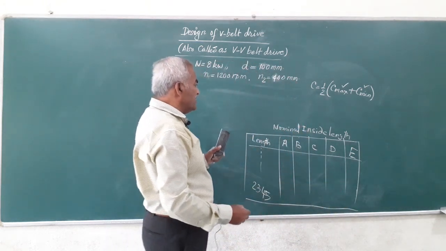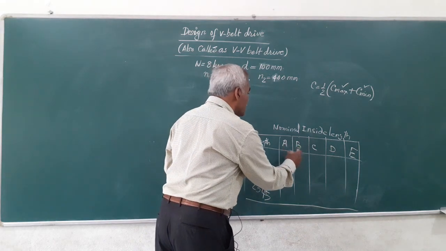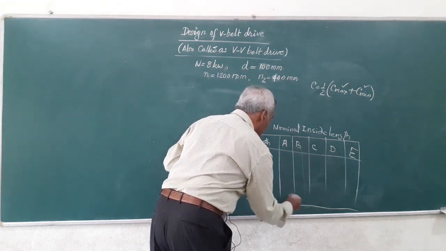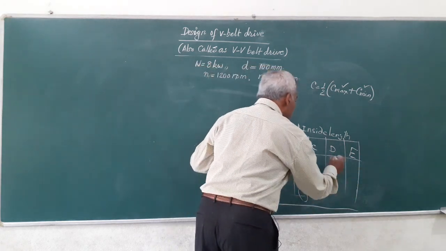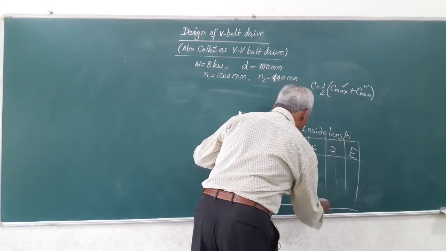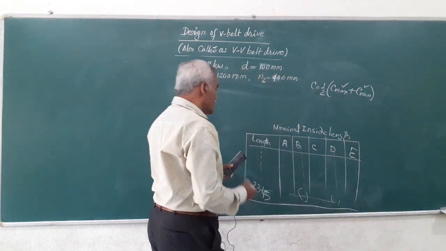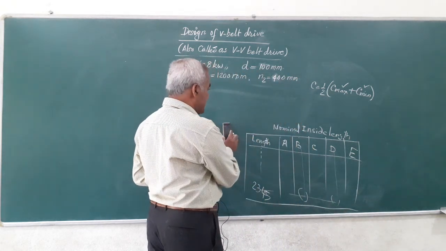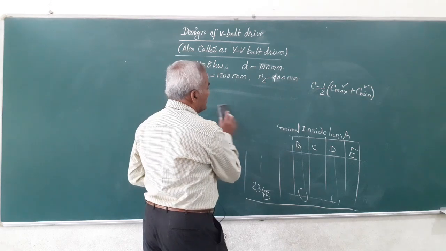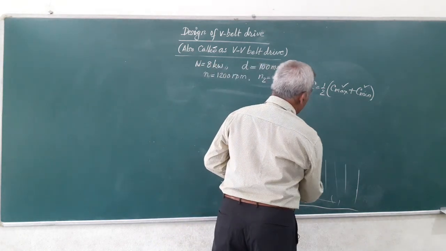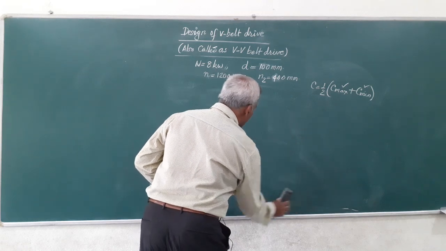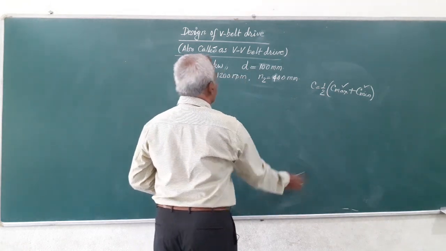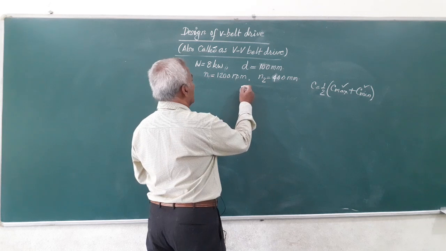Say for example, here we are using B section. So, you should see what is the value under this B. If you are using D section in some other problem, you should see what should be the value of this. Once you have the length of belt L, you can find out the nominal inside length of the belt. And once you have this value, the same table will give you what should be the value of this FC.